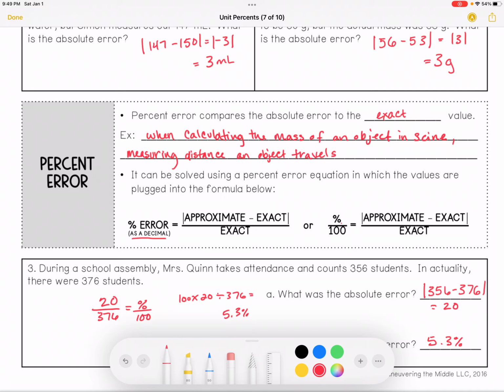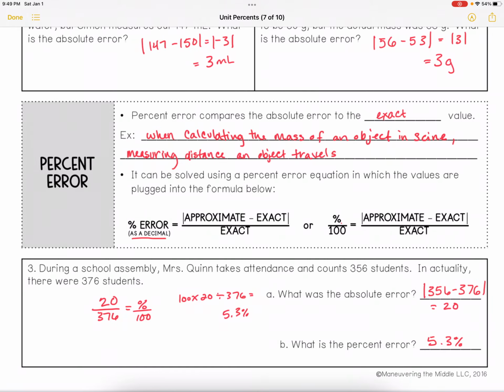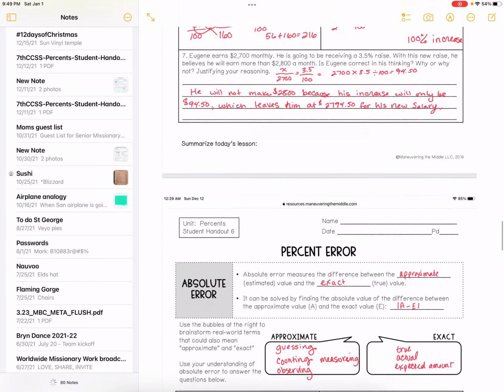So 5.3%. It doesn't matter if it's over or under, we were off by 5.3%. Or Mrs. Quinn was. She missed 20 students when she was counting. Okay. Switch pages.